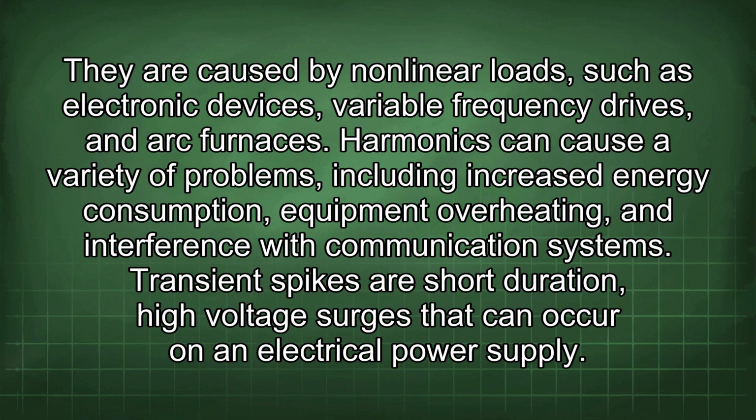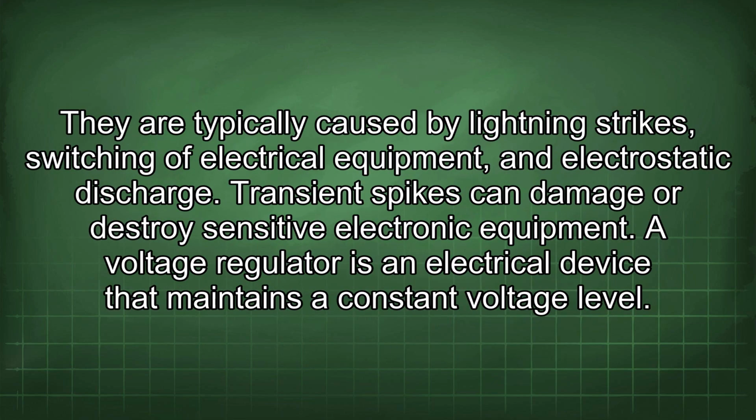Transient spikes are short-duration, high-voltage surges that can occur on an electrical power supply. They are typically caused by lightning strikes, switching of electrical equipment, and electrostatic discharge. Transient spikes can damage or destroy sensitive electronic equipment.